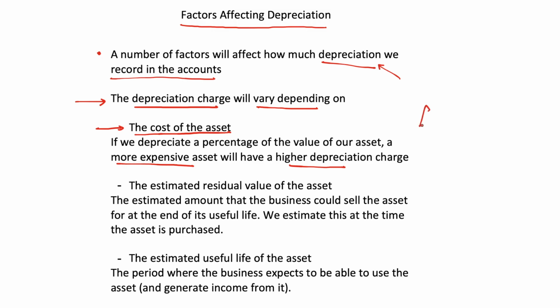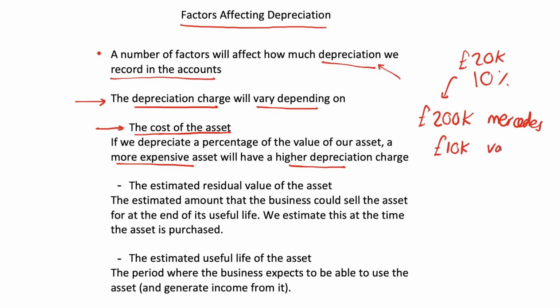So if we have, say, a £200,000 Mercedes, and if we were to depreciate this by 10% each year, well, this is going to be a £20,000 depreciation charge. Whereas if we were to have a £10,000 car, let's, for argument's sake, say this is a Vauxhall, well, clearly 10% of this, we're only going to have a £1,000 depreciation charge. So the depreciation charge is going to vary based on the cost of the asset.